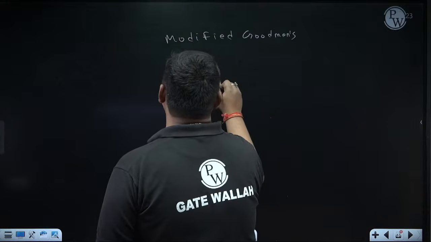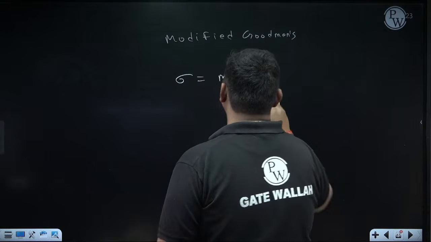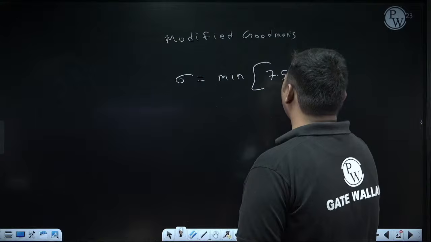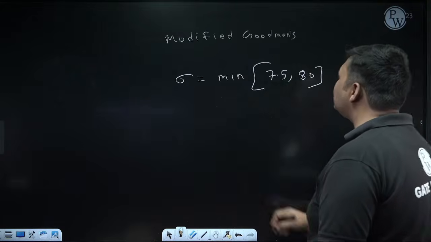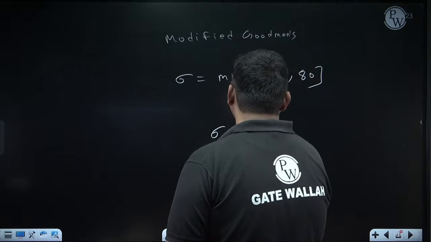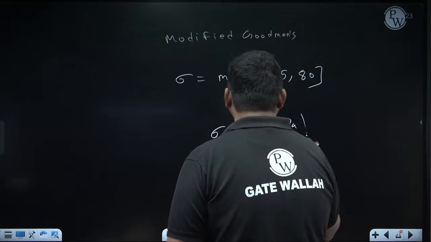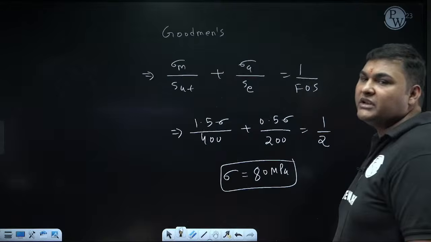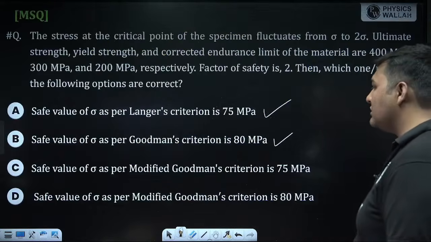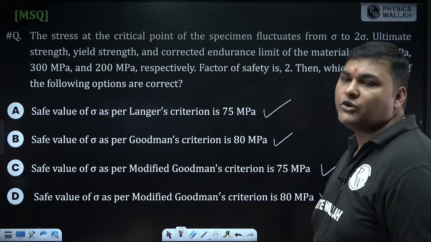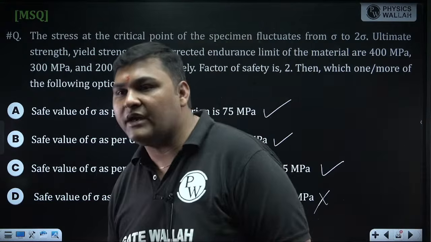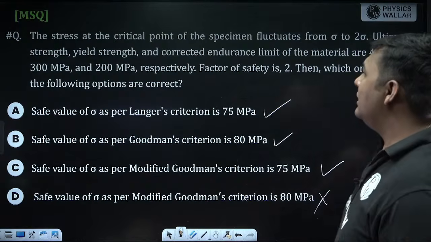So we will calculate safe value of sigma as per Langer, safe value of sigma as per Goodman, and out of these two, whichever is less, that will be safe value of sigma as per modified Goodman. So less is 75. So for this question, safe value of sigma as per modified Goodman is 75. Okay, so C is correct, D is incorrect. So for this question, the correct options are option A, B and C. Clear?